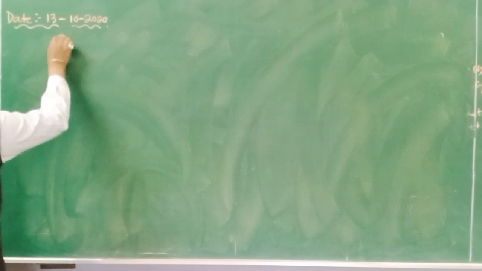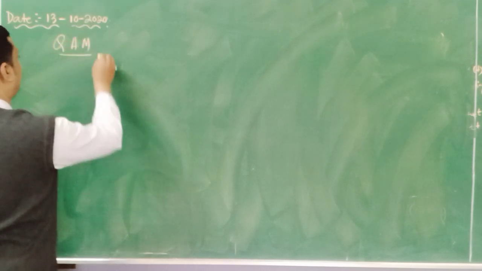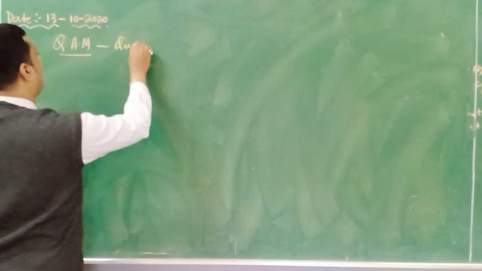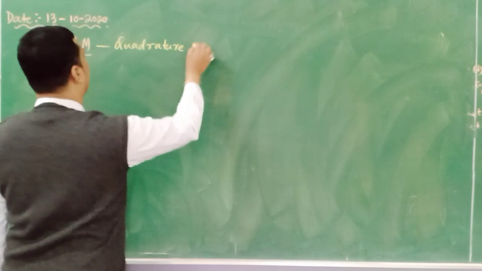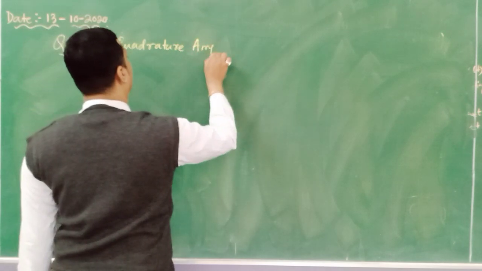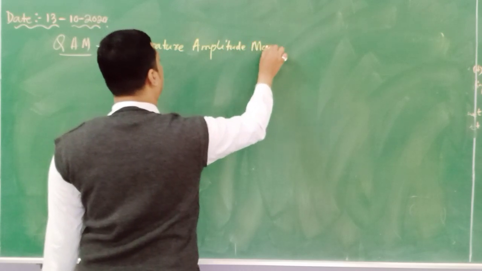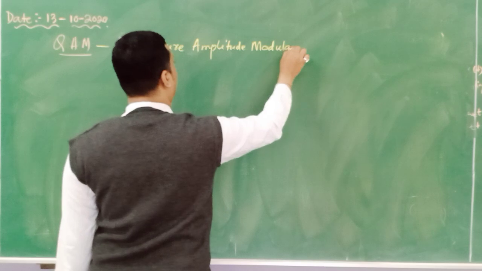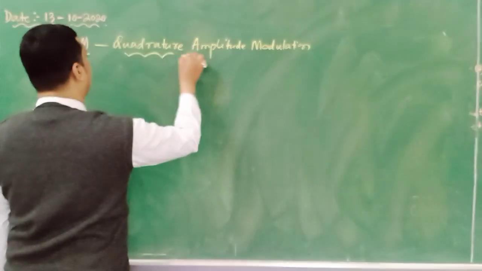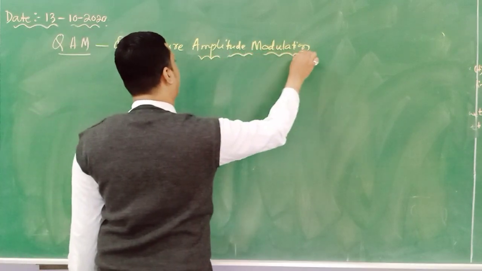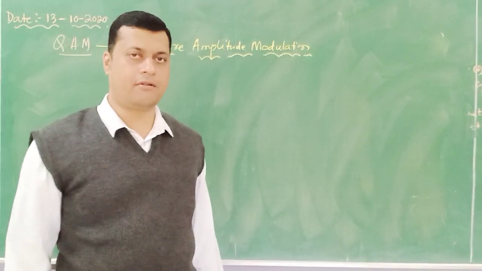QAM. It is called quadrature amplitude modulation. QAM, quadrature amplitude modulation. Now why is it called quadrature? It is an amplitude modulation because it generates two DSB-SC signals, which are a part of the AM signal.